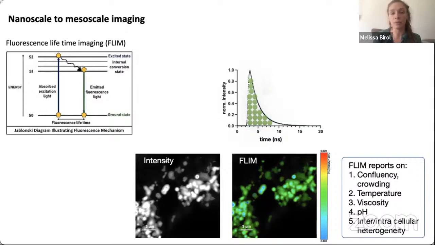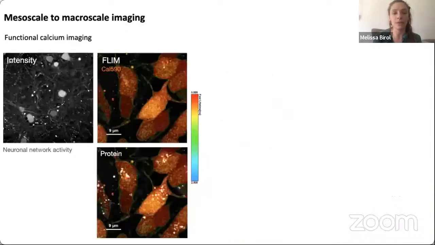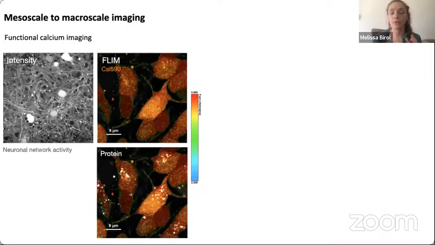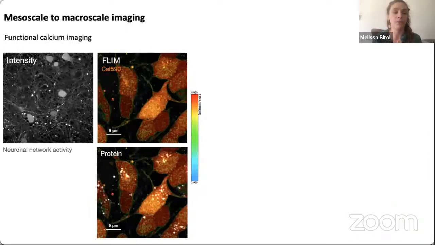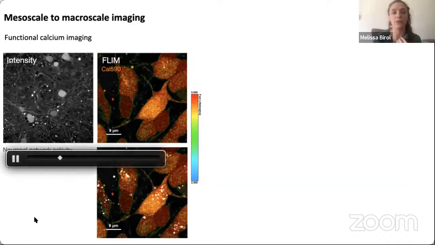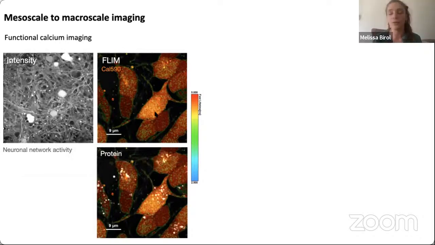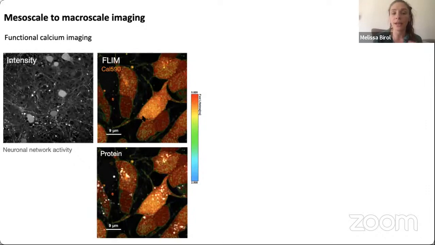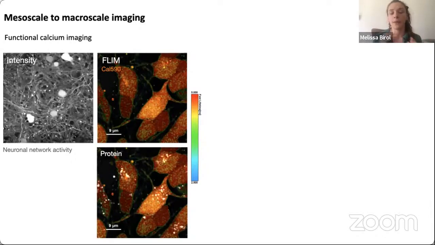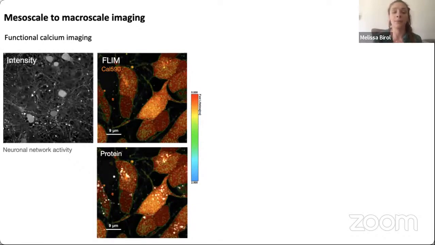We try to go from the mesoscale to the more macro scale by looking at more functional imaging. So we do perform a lot of calcium-based intensity imaging for understanding some more neuronal network activities. But by FLIM, we can also look at the single cell level, looking at specific localized calcium concentrations within the cell, and also look at how that correlates with our protein here shown in white, that is accumulating in these single cell level resolutions.